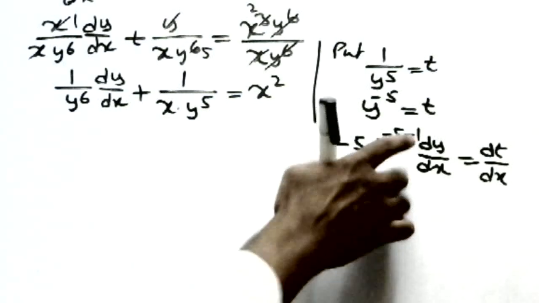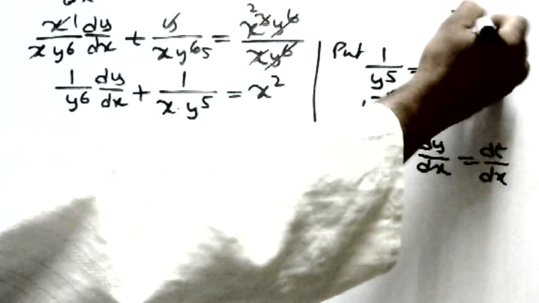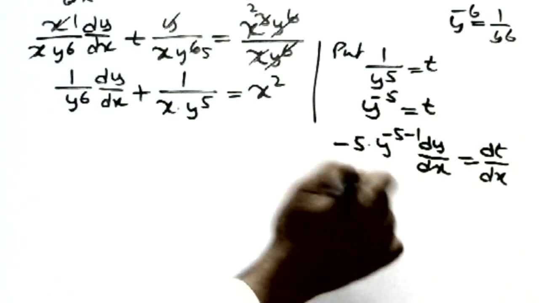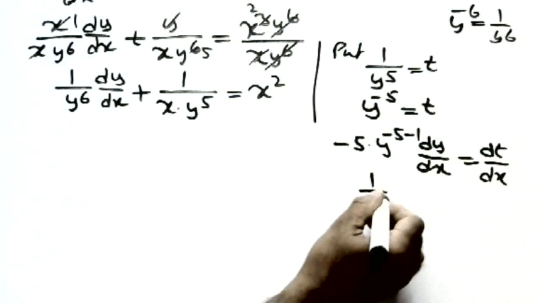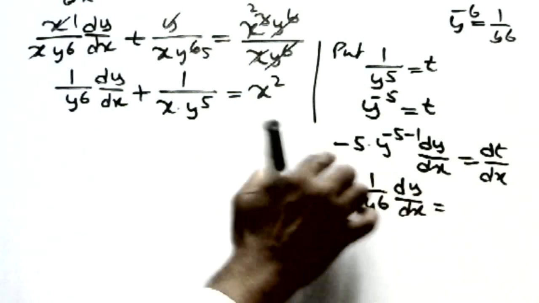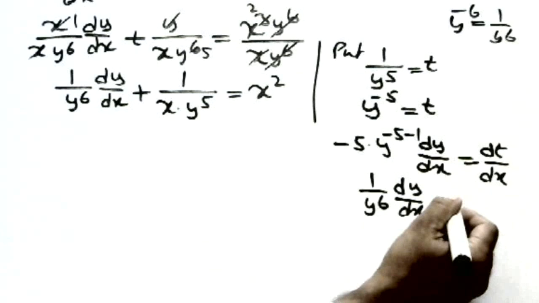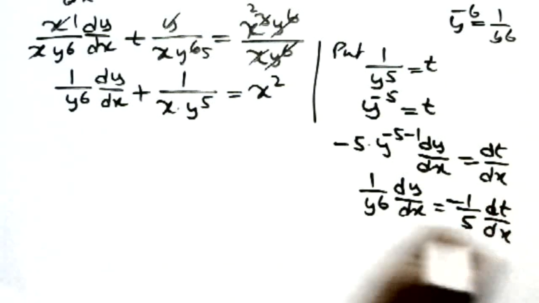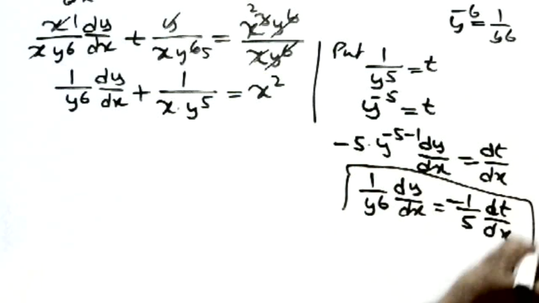Now this is y power minus 6. Y power minus 6 we can write as 1 by y power 6, so 1 by y power 6 dy by dx. Now we brought this minus 5 here, it gets divided: minus 1 by 5 dt by dx.